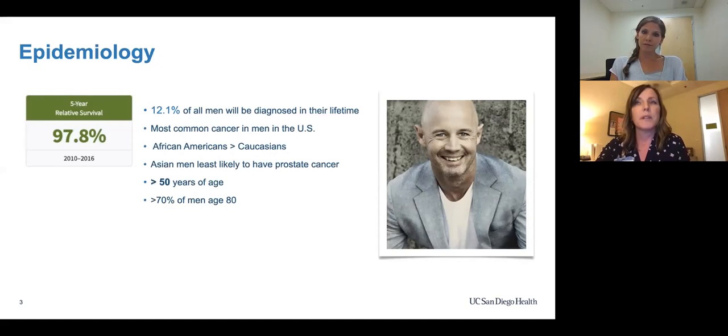It affects African Americans more than Caucasians, and Asian men are the least likely to have prostate cancer. Most men who are diagnosed are over the age of 50, and studies have shown that over 70% of men will have prostate cancer by the time they're 80, making it often considered a normal variant of aging.